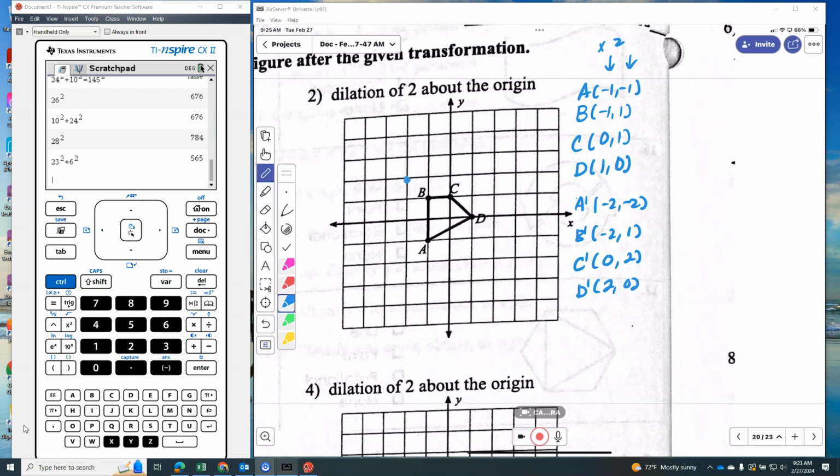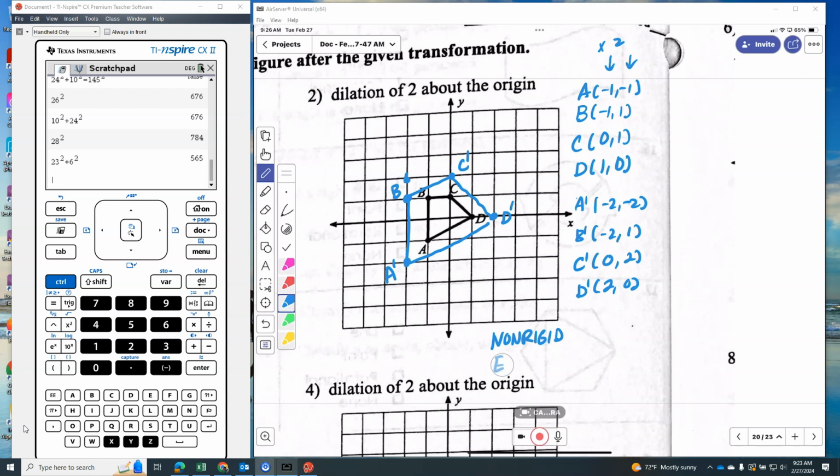Negative 2, negative 2. That's A prime. B prime is negative 2, 1. That's B prime. 0, 2. That's C prime. And D prime is 2, 0. So this is a non-rigid transformation. That's what you got to remember. It's non-rigid. And it's a dilation.